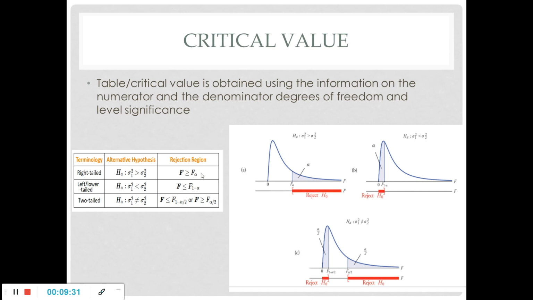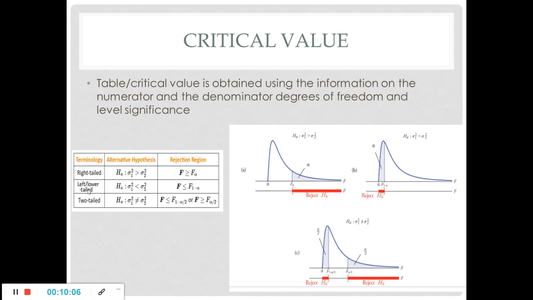For example, if the alpha is given as 0.05, then you can directly go to the table and look for that specific area, right? 0.05, and you can look for the corresponding degrees of freedom, and you can look for the intersecting value, okay, for this alpha as well as for these 2 degrees of freedom. That will be your critical value, right?